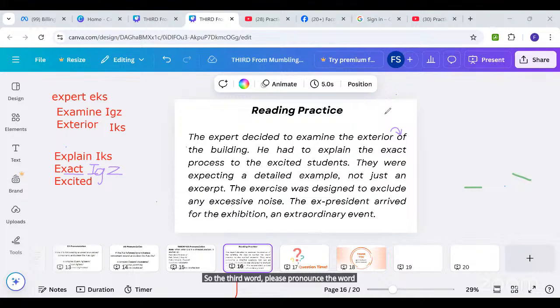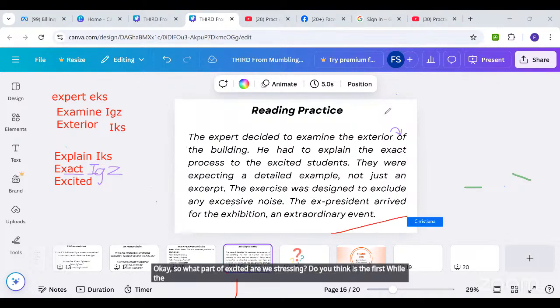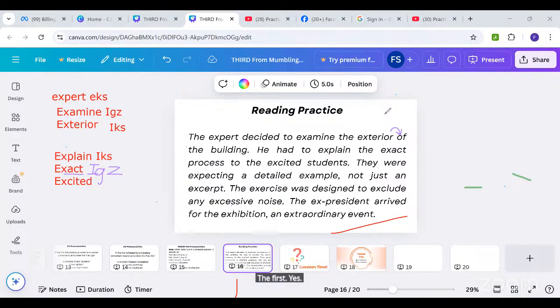So the third word, please pronounce the word. Excited. Okay, so what part of excited are we stressing? Do you think it's the first or the second or the third? The first. Excited. We're stressing the second.